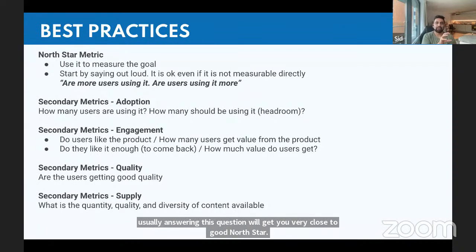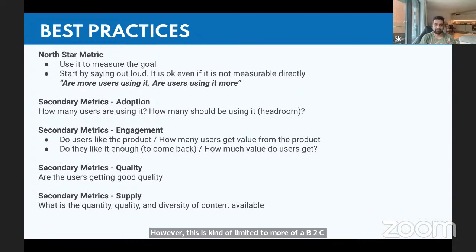However, this is kind of limited to more of a B2C setup, because in a B2B, you can't always have more users or users using your product more. Then the secondary metrics, I'd like to break it down into 2 or 3 sub buckets. First one is adoption. And here my question is, how many users are using it and how many should be using it, which I call headroom.